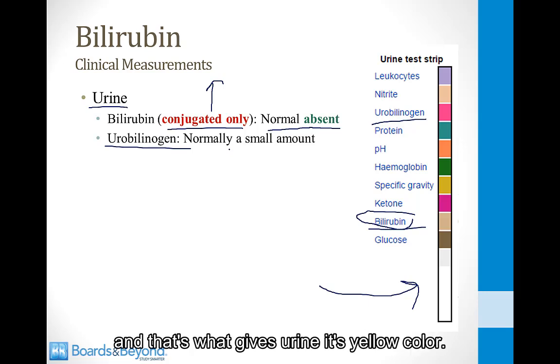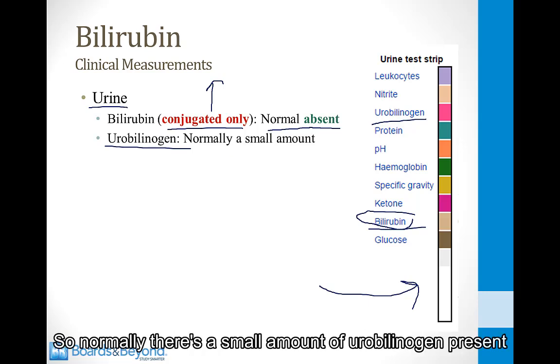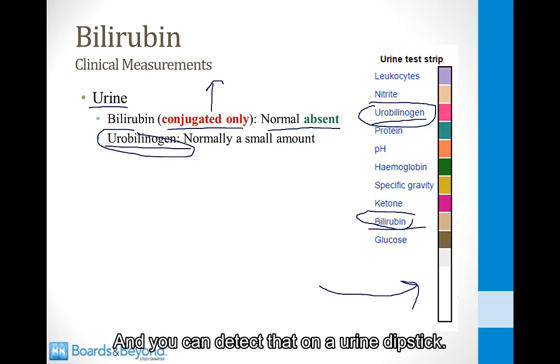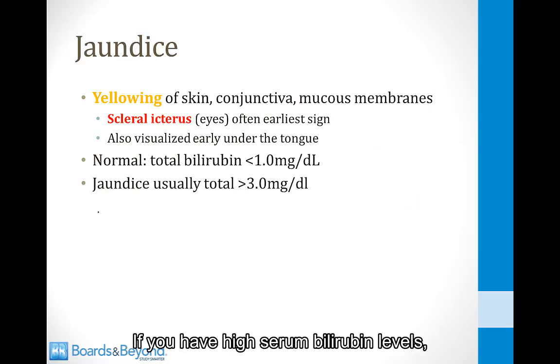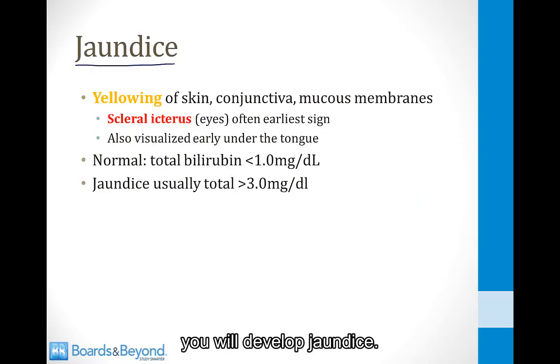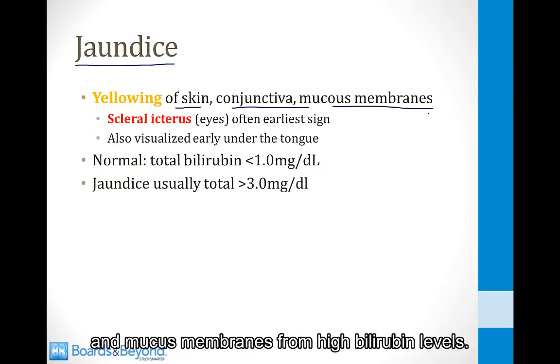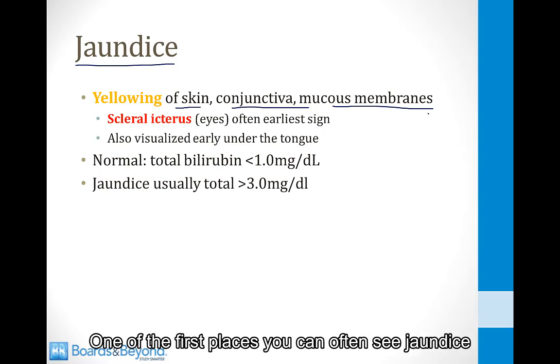That's what gives urine its yellow color. So normally there's a small amount of urobilinogen present in the urine, and you can detect that on a urine dipstick. If you have high serum bilirubin levels, you will develop jaundice. Jaundice is yellowing of the skin, conjunctiva, and mucous membranes from high bilirubin levels. One of the first places you can often see jaundice is in the eyes.